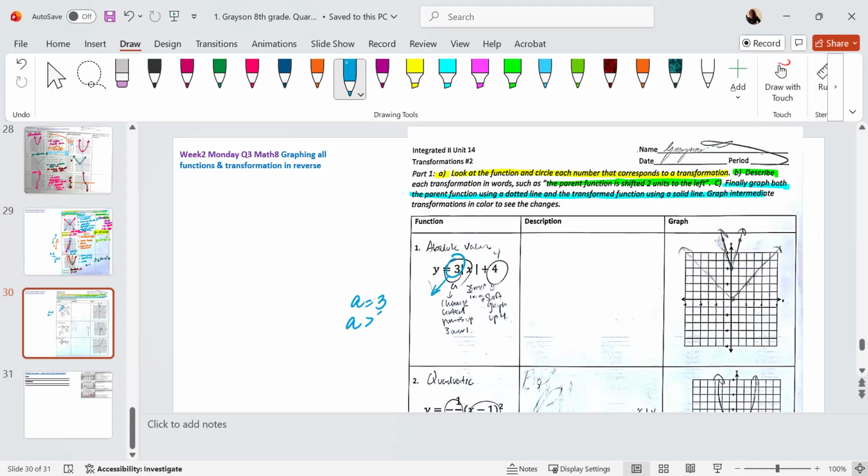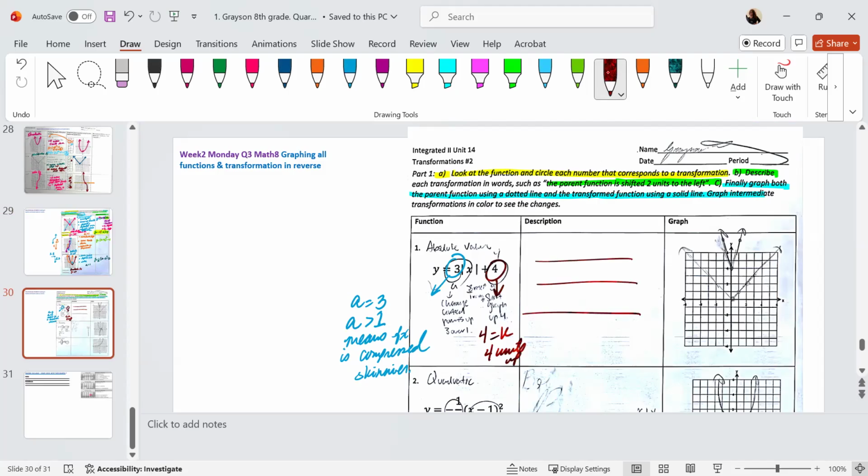a is greater than 1, correct? Which means the shape, or you should say the function, is what? Compressed or skinnier, right? Next thing you should notice, the 4. 4 is k, correct? Which means it goes 4 units up. Does that make sense? So then you write down the description, okay?